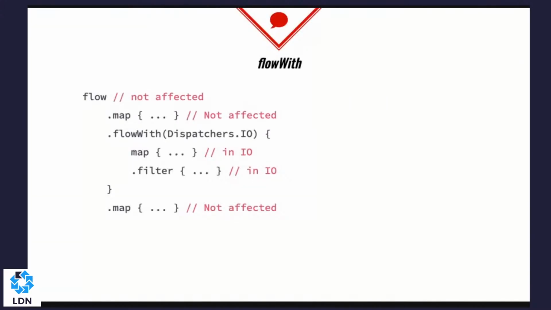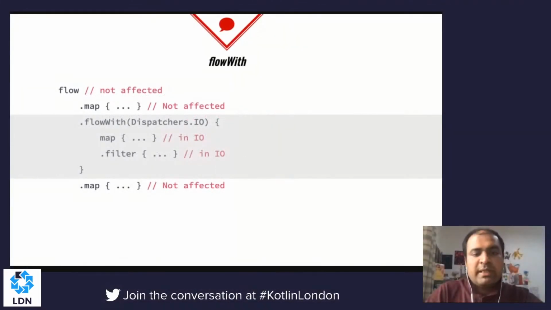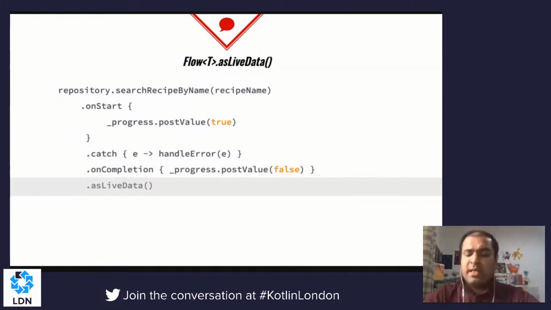I don't have an exact example, so I just grabbed one from the official documentation. Let's say there is this flow, and then there are two map operators, one above the flowWith and another below it, and I say flowWith Dispatchers.IO. The flowWith will only apply that new context within that block. The preceding block and the subsequent block will not be affected by this new coroutine context. They will still run in their original context, and only the block within flowWith will get the new context. That's the main difference between flowOn and flowWith. Something to remember in case you encounter it somewhere in your application.